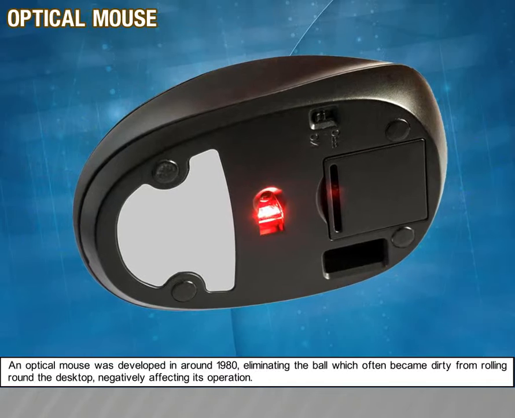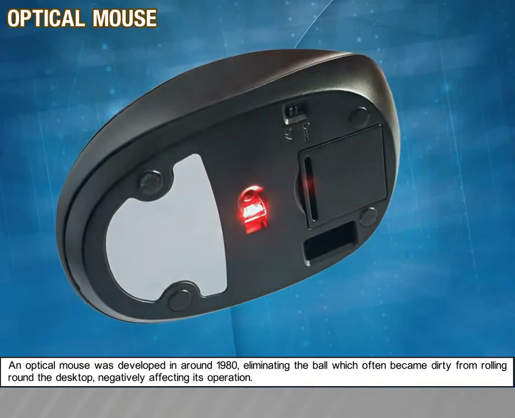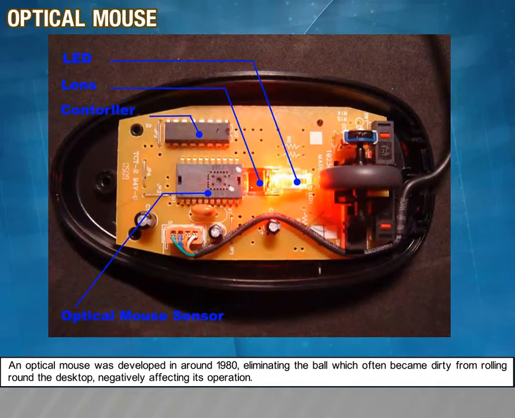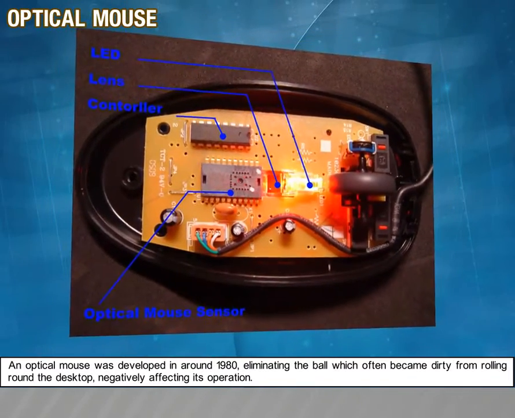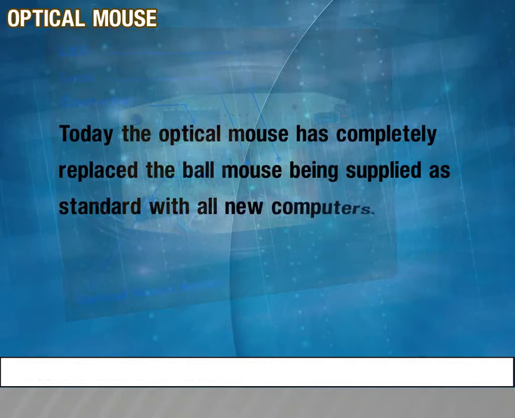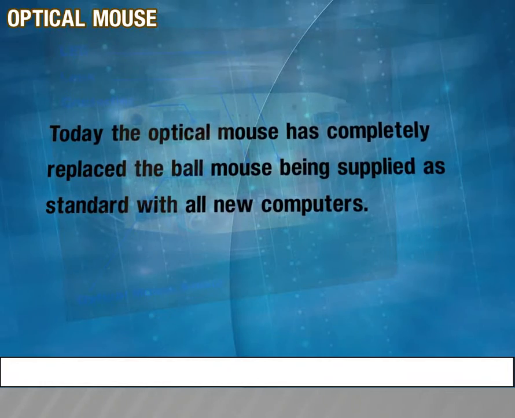An optical mouse was developed in around 1980, eliminating the ball, which often became dirty from rolling around the desktop, negatively affecting its operation. Today, the optical mouse has completely replaced the ball mouse, being supplied as standard with all new computers.